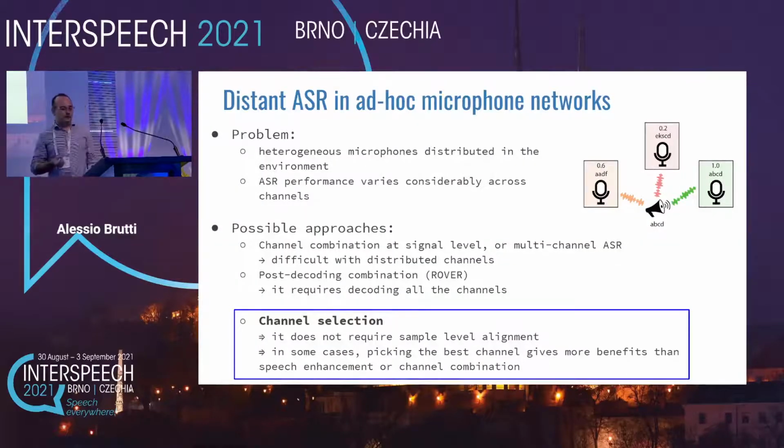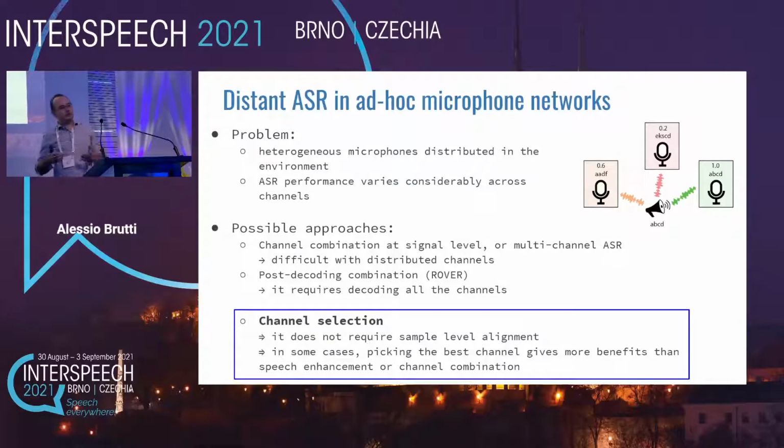So the problem that we are addressing here is distance speech recognition in ad-hoc microphone networks. In this application scenario, we have multiple heterogeneous microphones distributed in an environment, so they have different characteristics, and they are also facing different acoustic conditions, so the ASR performance varies considerably across the channels. Finding a way to properly use the information provided by the distributed network is still rather an open issue.